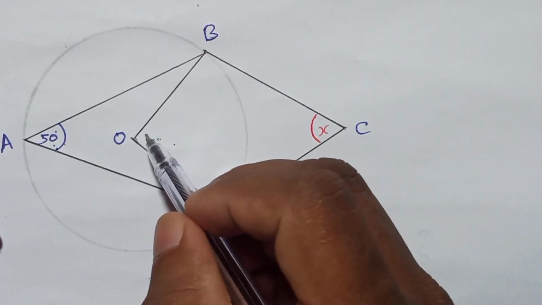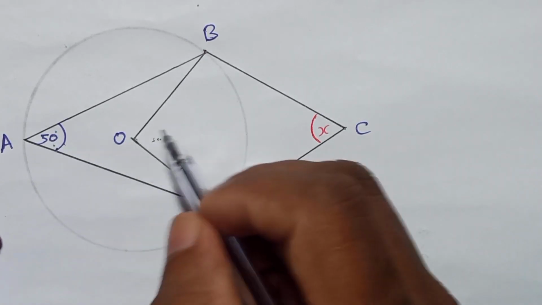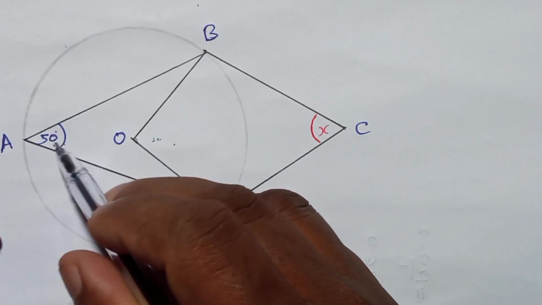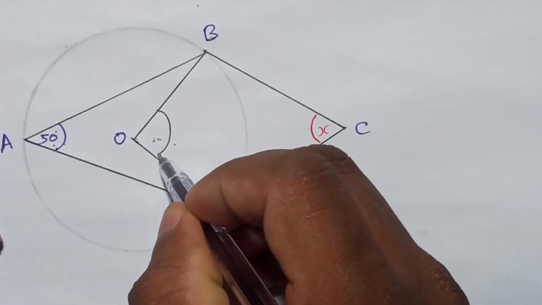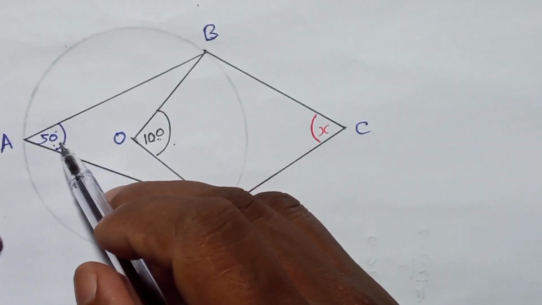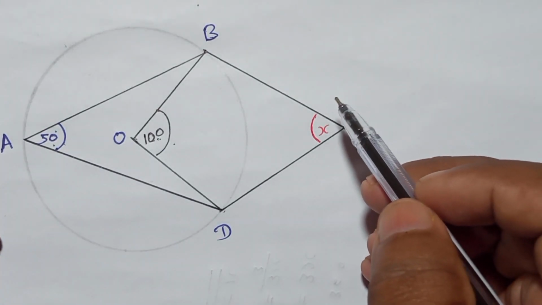Or you can tell it even this way. If this is 100, this will be 50, half of this angle. If you take twice this angle, you can get this. So I will get 100 here, twice of this. So here 100. And also you need to know another theorem here.